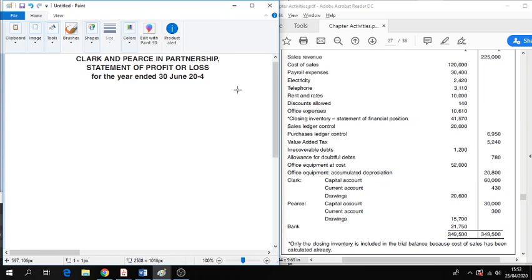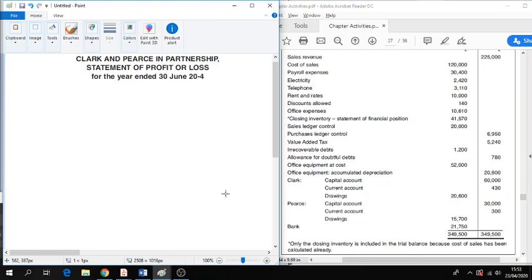Okay, just remember, when it comes to our title, there are three things. There is the name or company. There is the statement type. Sorry, four things: name, statement type, for the year ended, and the date. Okay, the financial position will not be for the year ended. The financial position will be as at. Okay, so there are four things to know when it comes to a title.